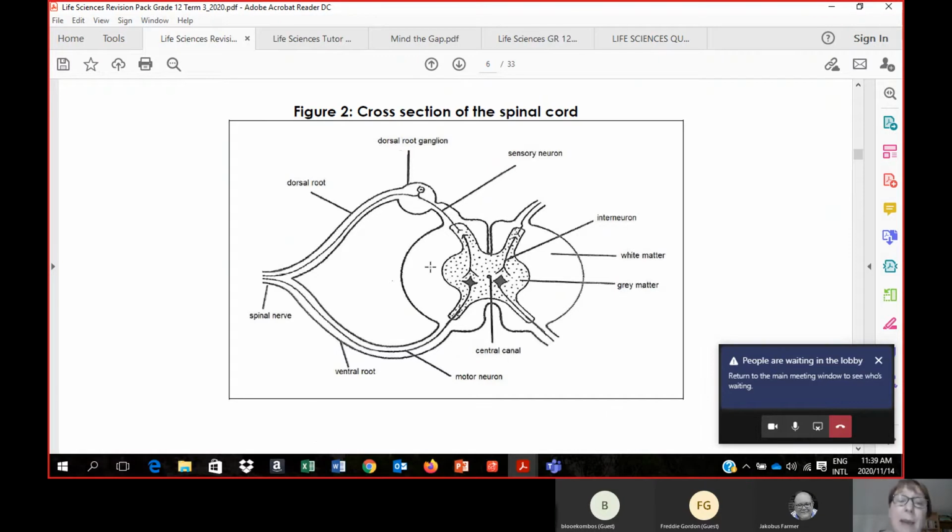So obviously, the spinal cord allows impulses to travel from every single part of the body to the brain and obviously back again. And then the spinal cord is also responsible for reflex actions. And we're going to talk about these reflex actions in a minute.